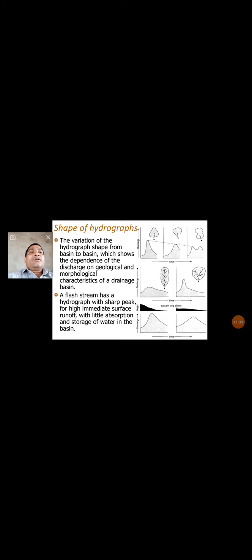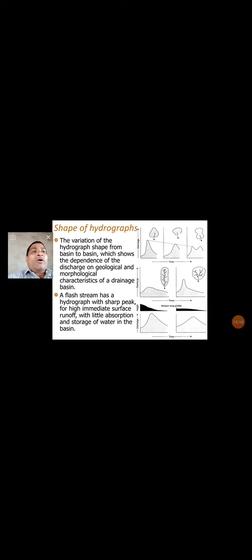Okay, shape of the hydrograph. The shape of the hydrograph totally depends upon the intensity of the rainfall and the time of occurrence of the rainfall. The variation of hydrograph shape from basin to basin shows the dependence of discharge on the geological and geomorphological characteristics of the drainage basin. A flat stream has a hydrograph with a sharp peak for high immediate surface runoff with little absorption and storage of water in the basin.